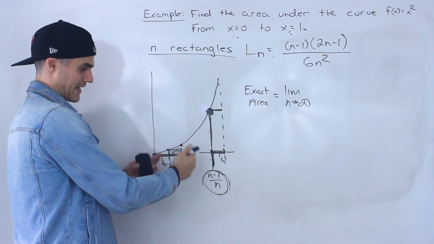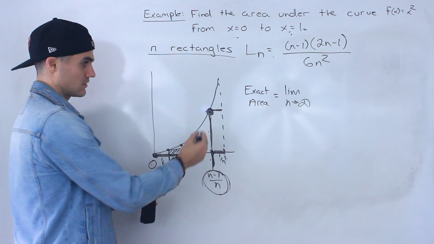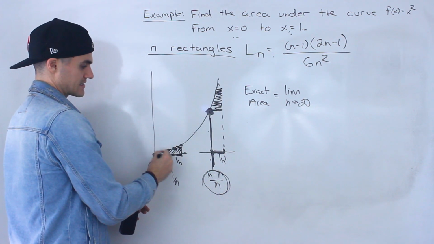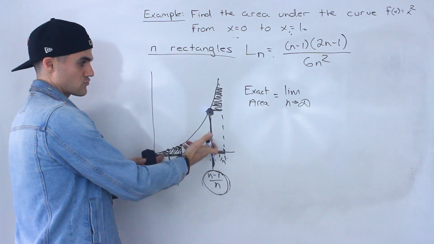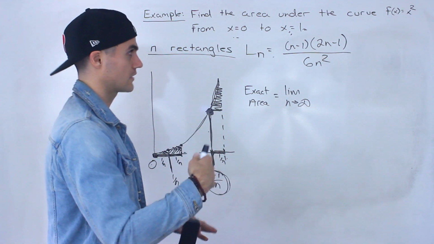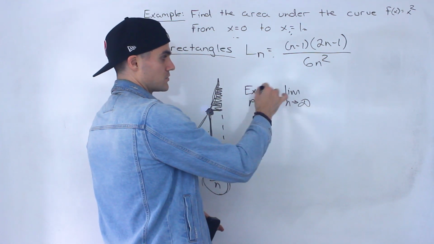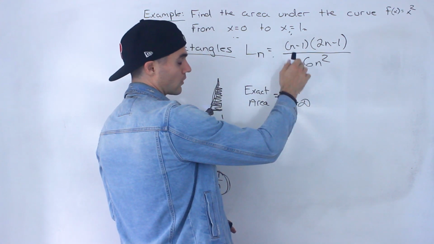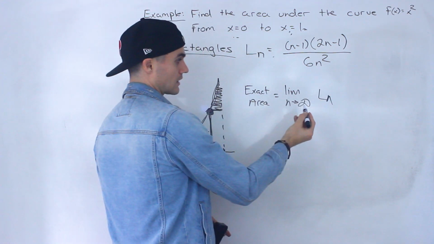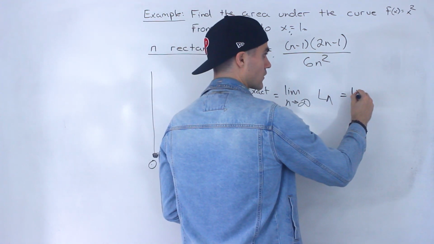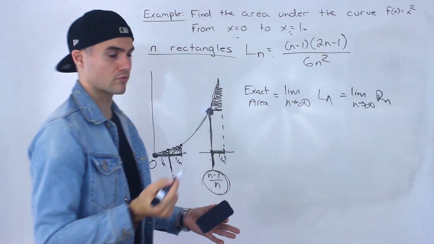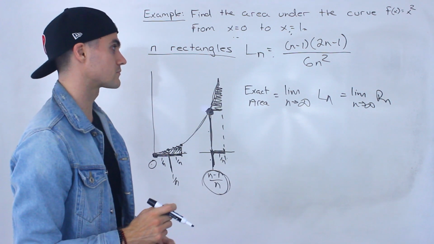And if we want to get the exact value, just like we did with Rn, the exact area is going to be as n approaches infinity. As we have an infinite amount of rectangles, that excess space is going to start to minimize, and these rectangles are going to get closer and closer to the curve, the more rectangles that we use. So we would find the limit as n approaches infinity of Ln, or Rn, to get the exact area. Both of these, no matter which expression you get, are going to give you the same thing.